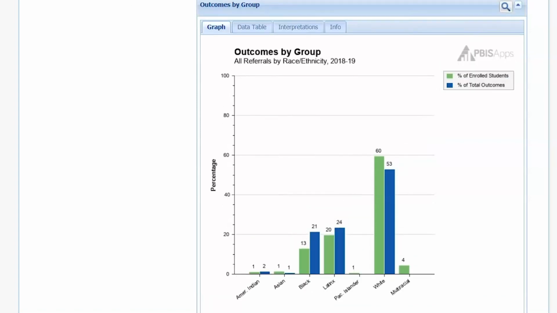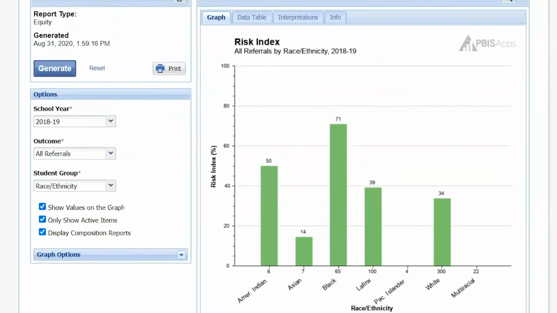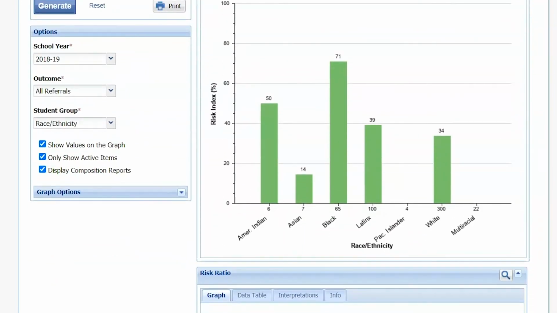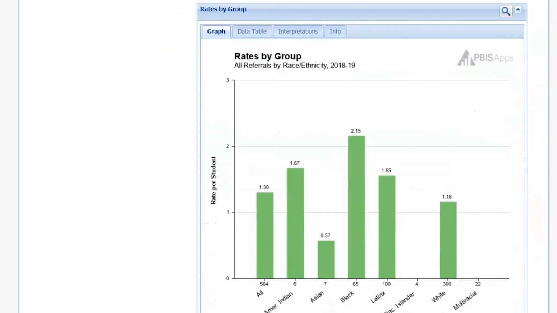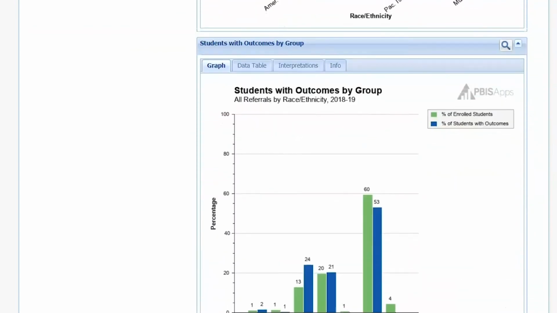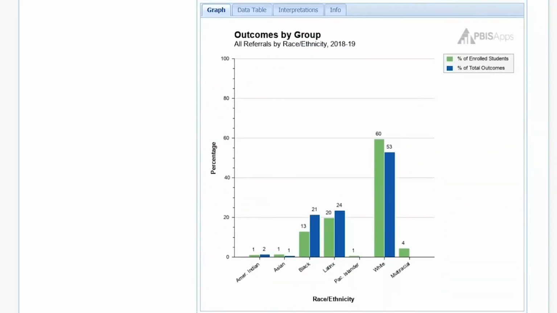At this point, we've made our way through every graph in the equity report and clearly noticed some disproportionate outcomes for certain student groups. It's time to put together what we've learned and work toward defining problems with more precision. If you're ready to tackle that, join me in our next video, the SWIS Equity Report and Drill Down Analysis.